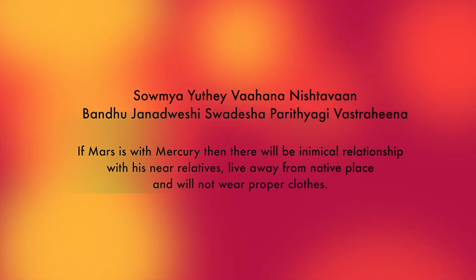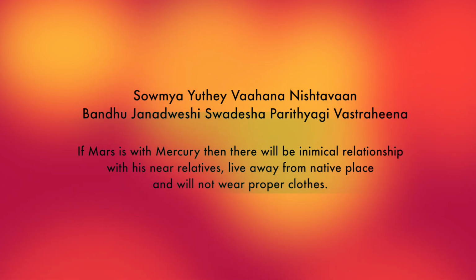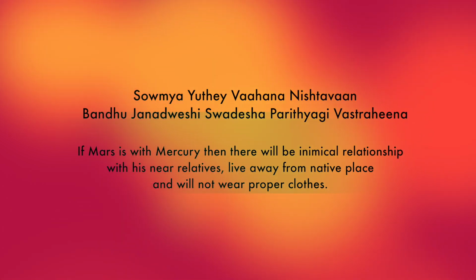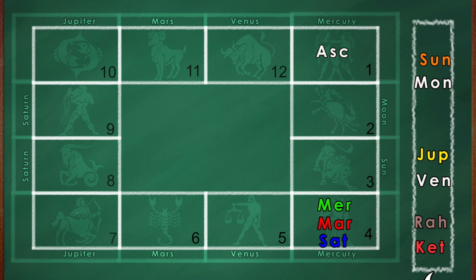Saumyayute Vahana Nishtavan, Bandhu Janadveshi, Swadesha Parityagi Vastrahinaha. Dr. G S Kapoor has translated this as he will have inimical relationship with his near relatives, will live away from his native place. Today this could be considered as a luck in foreign countries, but though not exactly a luck, the ability to go away from the native place includes the luck in foreign country as well, and will be without proper clothes. He may not be dressed properly, maybe he lacks the dress sense. This is how Sage Bhrigu describes Mars in the fourth house.